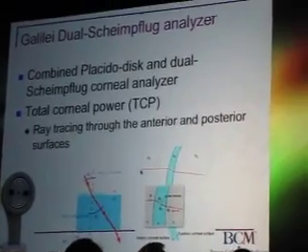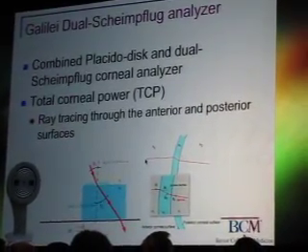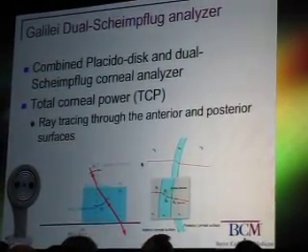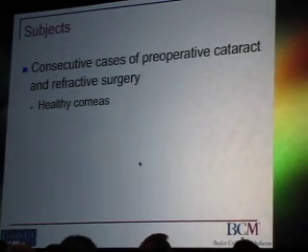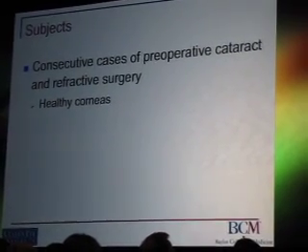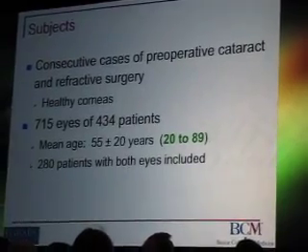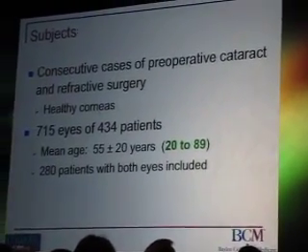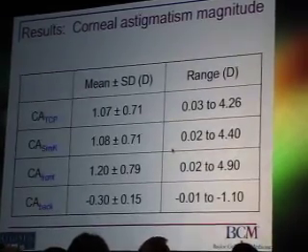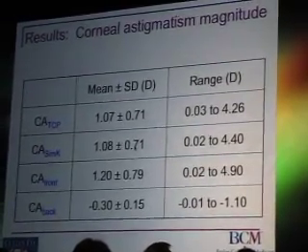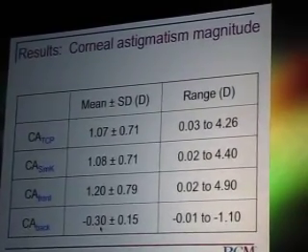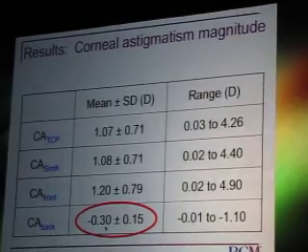Concurrently, we had been using the Galilei and really trying to understand more about corneal curvature, looking at total corneal power using ray tracing through the anterior and posterior surfaces. And we looked at consecutive eyes who were candidates for cataract or refractive surgery, all healthy, 715 eyes and 434 patients with a large age range, notice it's 20 to 89. And what we found for the mean astigmatism from front corneal, anterior corneal values is around 1 diopter, but interestingly, the posterior corneal surface had minus 0.3 diopters.